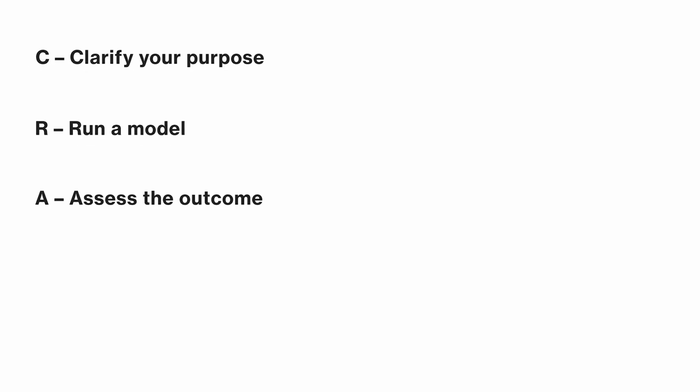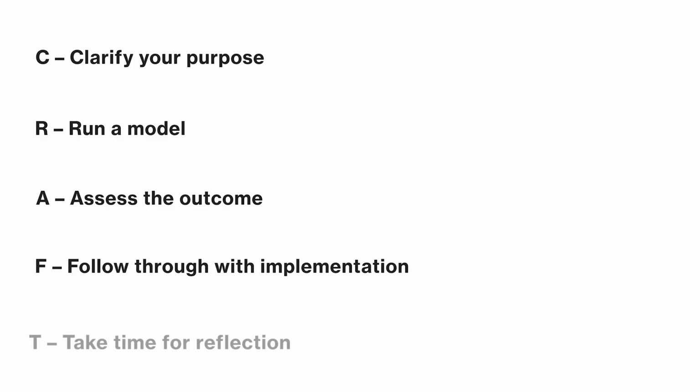So I want to give you a general purpose rule, which is what we've already been doing. I didn't do this earlier because I thought it would be nice to practice a little bit, and now we can apply this more general purpose rule. So I developed a mnemonic device so that you could remember it. It's CRAFT, C-R-A-F-T, so write that down. Okay, so the first thing is I'm just going to run through it. Clarify your purpose, run a model, assess the outcome, follow through with implementation, and take time for reflection. Okay, so write that down because I'm going to ask you in a few minutes.